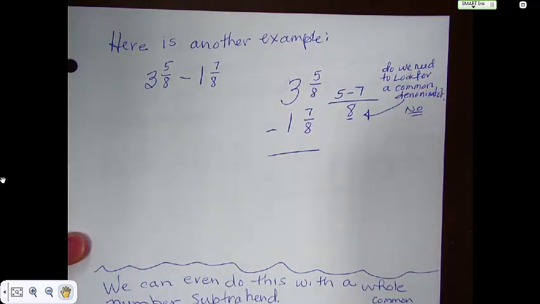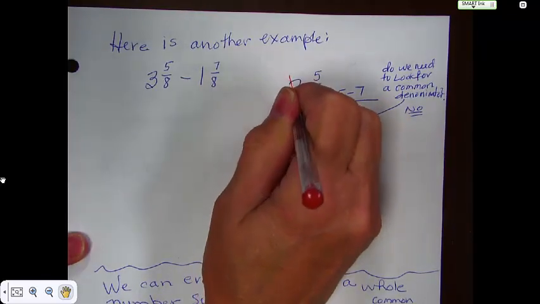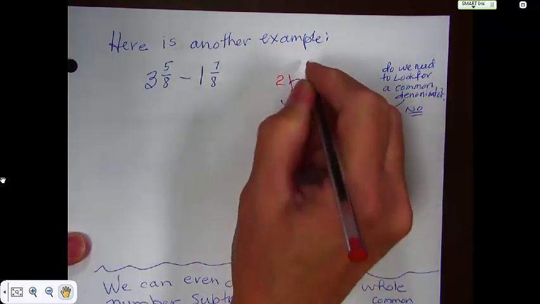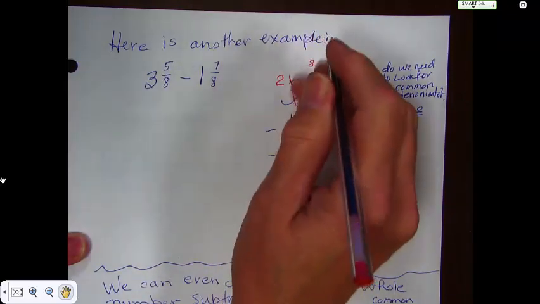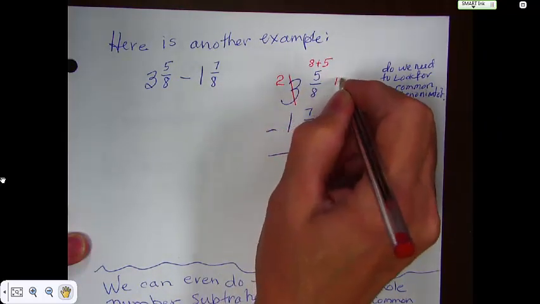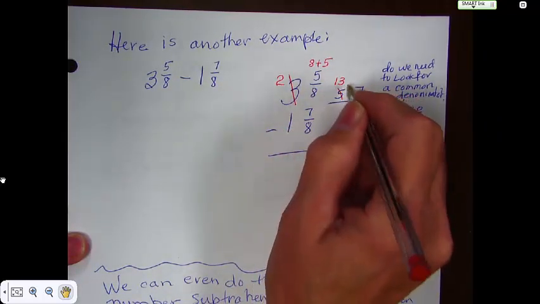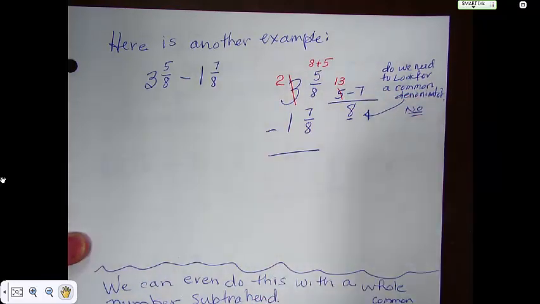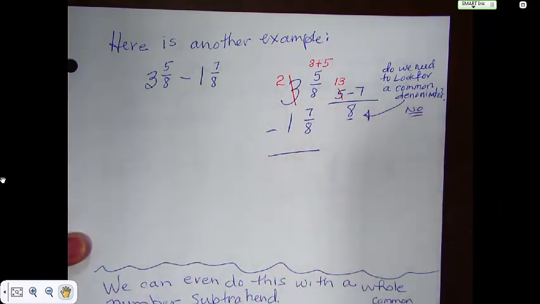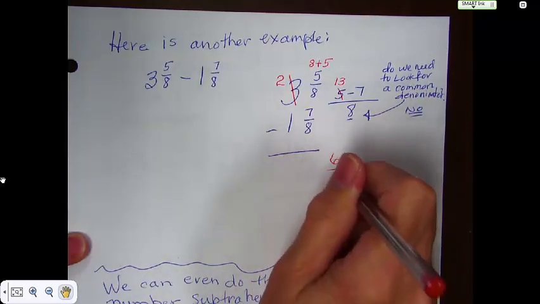And again, we have the same problem. We have 5 minus 7, which gives us a negative 2, and we don't want negative 2, so we're going to borrow or regroup. So this 3 becomes a 2, and because we're dealing in eighths, we're going to have 8 brought over here, plus the 5 that's already there, and 5 and 8 are 13. So we now have 13 minus 7 over 8. And 13 minus 7 is, let's think on that just a minute. Oh yeah, 6. 6 over 8.